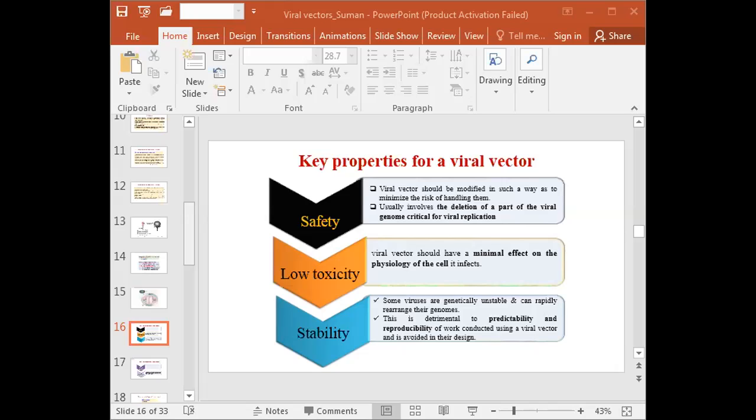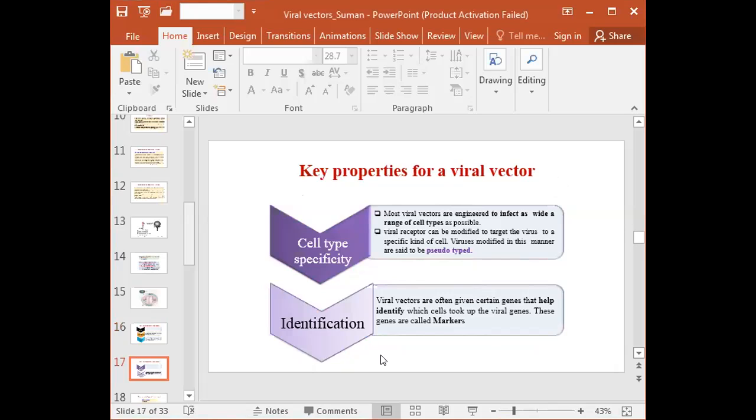Now the stability. Stability is required for long-term expression for genetic disorder treatment. So it should be stable, and the reproducibility should be functional during this prolonged time. And the fourth one is cell type specificity. In most cases viruses are very specific, meaning they specifically invade a special type of cells, but most of the viral vectors are engineered to infect as wide a range of cell types as possible. Here the viral receptors can be modified to target the virus to a specific kind of cell, and viruses modified in this manner are said to be pseudotyped.